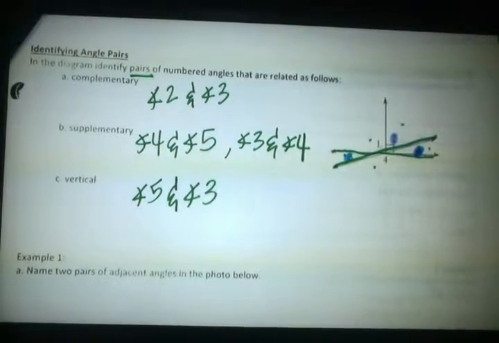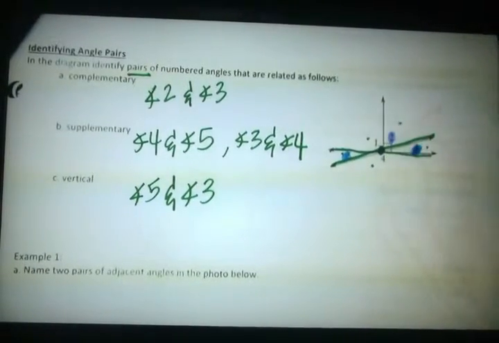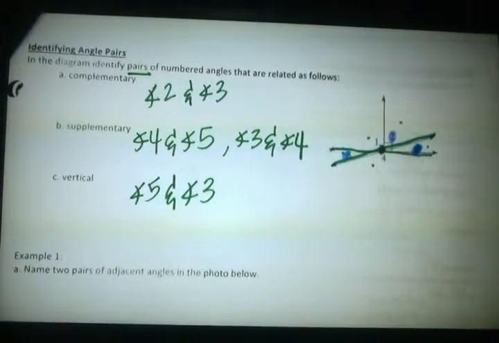So do you see any more? Going straight across the vertex, so they're touching the same vertex. I don't see any that are exactly the same angle width on both sides. So that's the only set of vertical angles, okay?